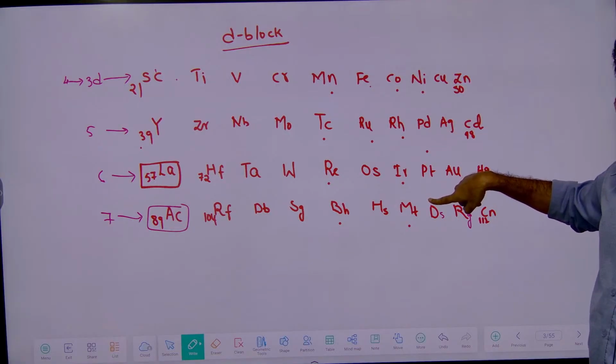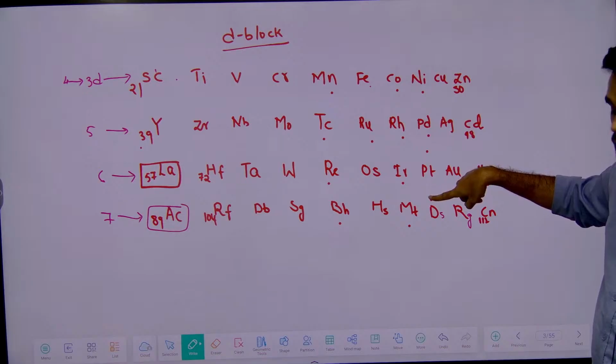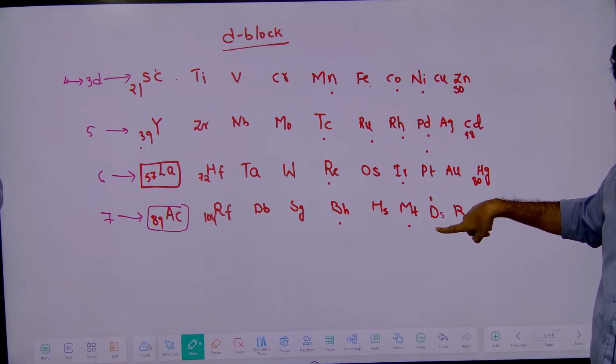Like "Pa" is pronounced more, with stress, it means two P's are there. So one is palladium, next one is platinum, tungstenium.